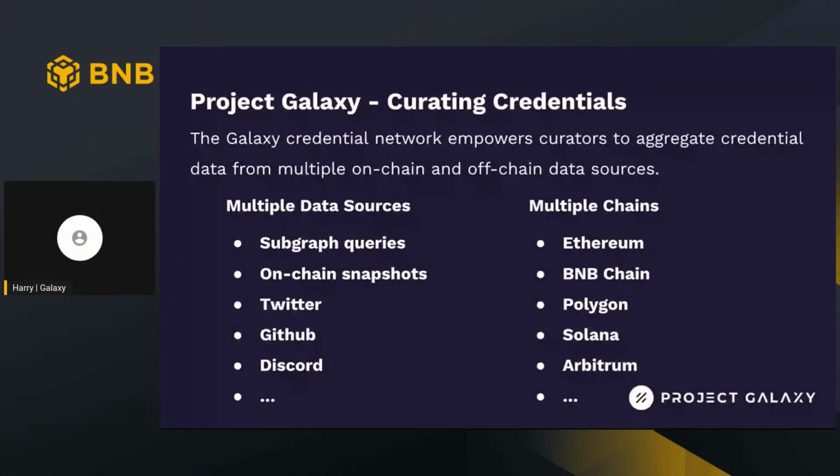Hope that's better. So the first part is the data infrastructure to enable data curators to contribute data to multiple data sources. We have already integrated with 7 different chains. We have on-chain data sources like The Graph and off-chain data sources like Twitter, Discord, GitHub, and voting data from snapshot.org. We're continuing to integrate more data sources so that data curators can contribute data in the easiest way possible.